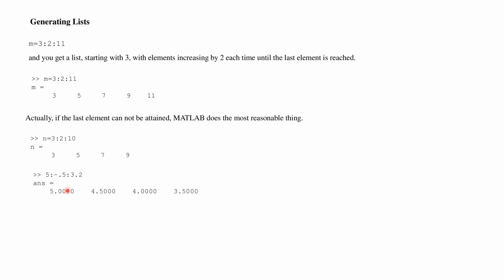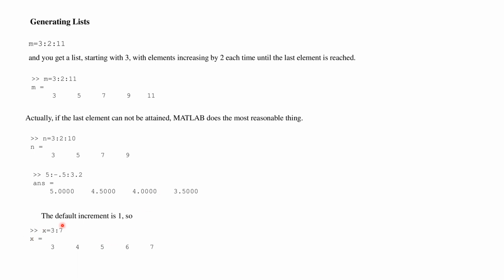These jump sizes don't have to be integers, of course, and the starting and end points don't have to be integers. So here you're telling it to start at 5 and go in jumps of minus 0.5. So 5 minus 0.5 is 4.5, minus 0.5 is 4, and so on.